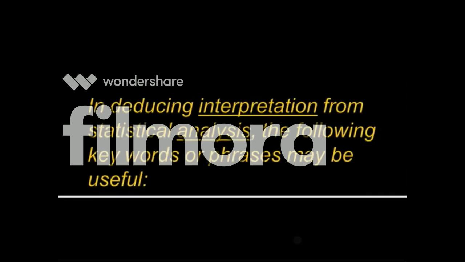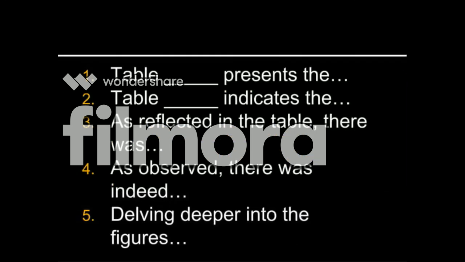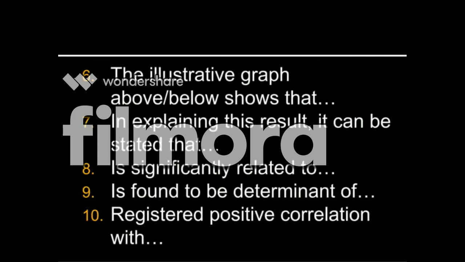In deducing interpretation from statistical analysis, the following keywords or phrases may be useful. Table A or B, C presents the so forth and so on. Table blank indicates the, as reflected in the table, there was, as observed, there was indeed, delving deeper into the figures. The illustrative graphs or graph above, below shows that, and so forth and so on.